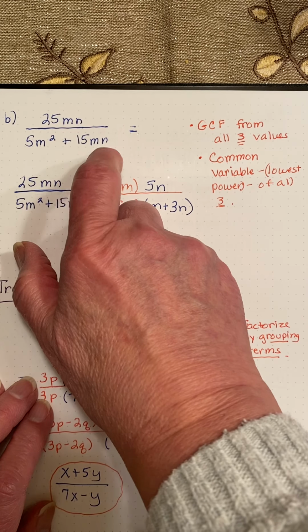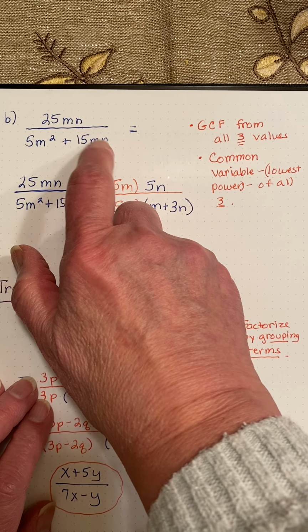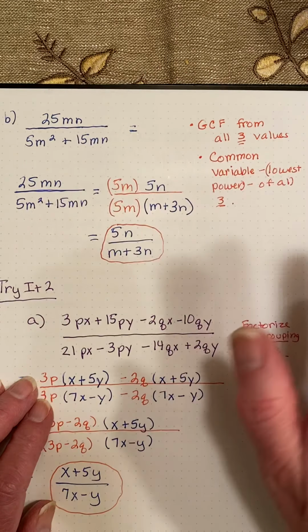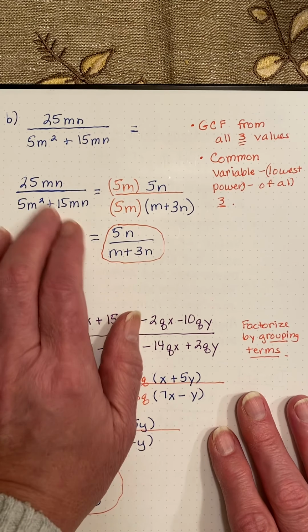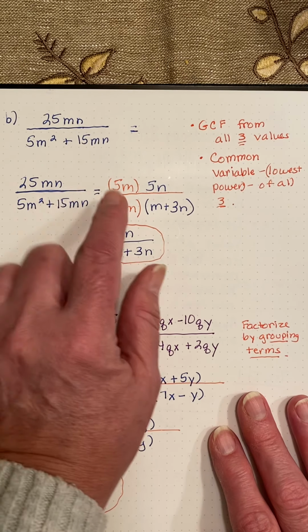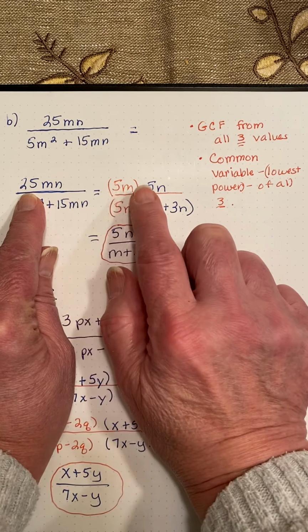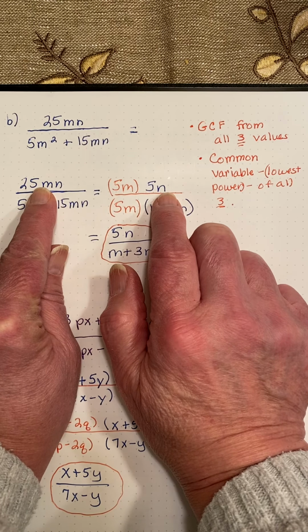There are not 3 n's. That only appears in 2 of the values, so I cannot take n out of anything because I would have to have it in all 3 in order to take it out. So I'm going to have this fraction, I'm going to divide by 5m. Doing that, 25 divided by 5 leaves me with 5. The m's disappear, and I'm left with n.